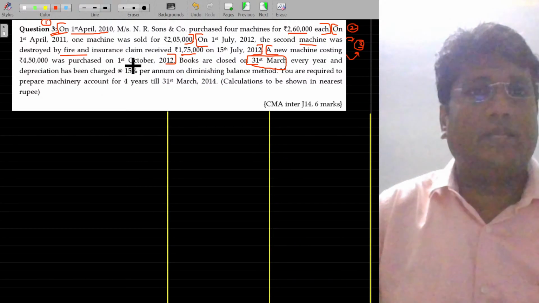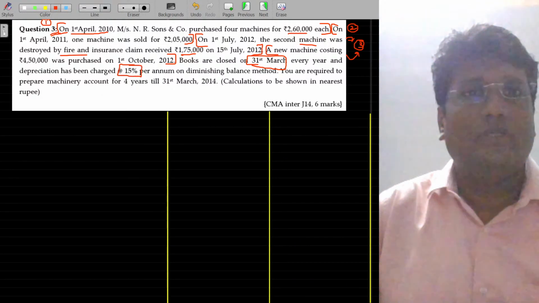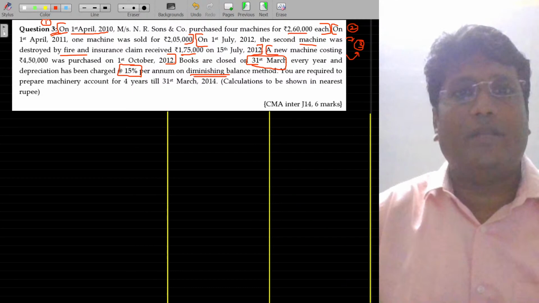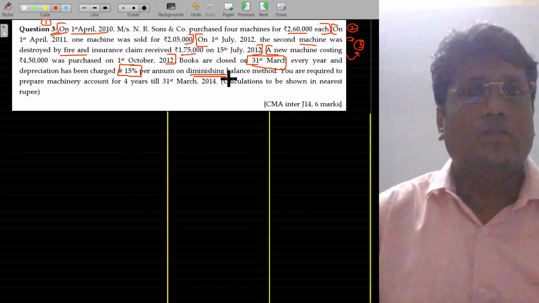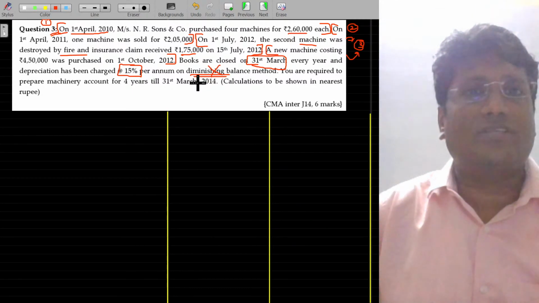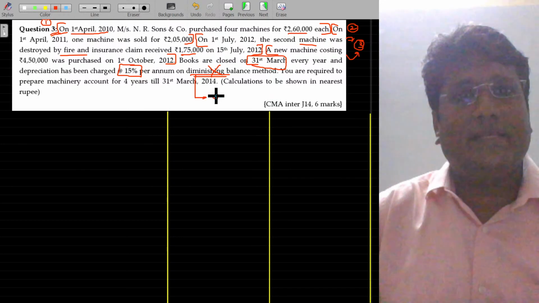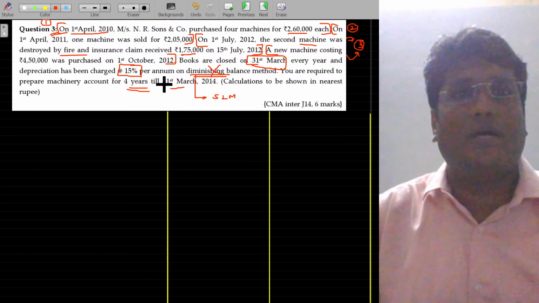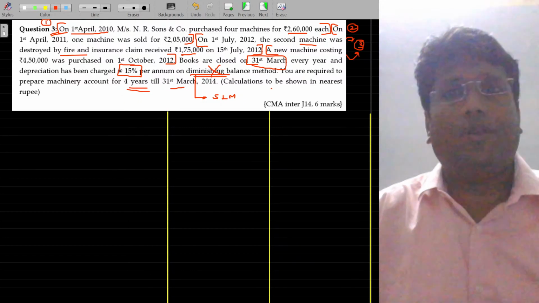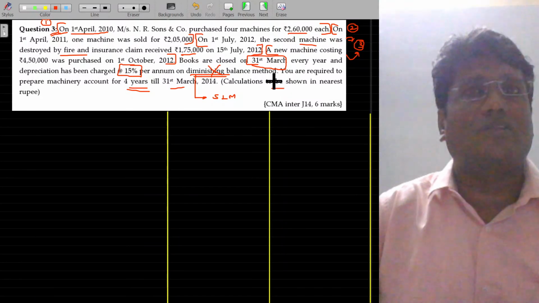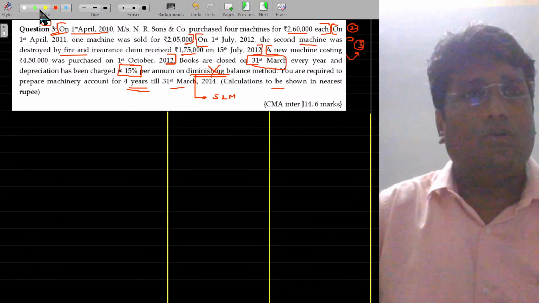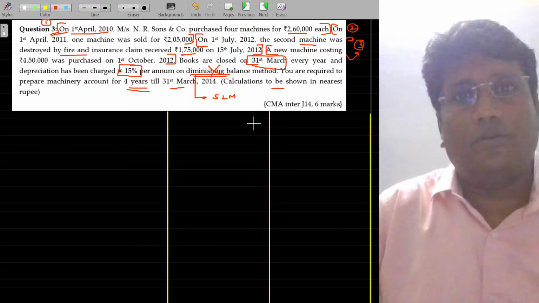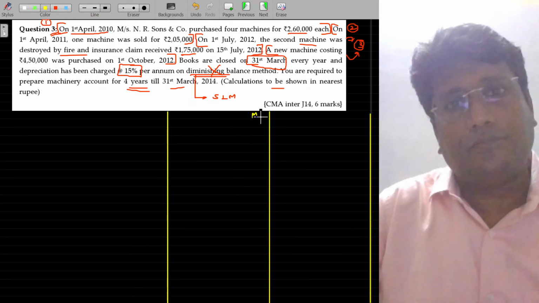Depreciation has been charged at the rate of 15% per annum, and the method followed here being the diminishing balance method. But I am going to rework this illustration under the SLM method. You are required to prepare the machinery account for 4 years till 31st March 2014. Calculations to be shown to the nearest rupee. That's all. Now, machine account.